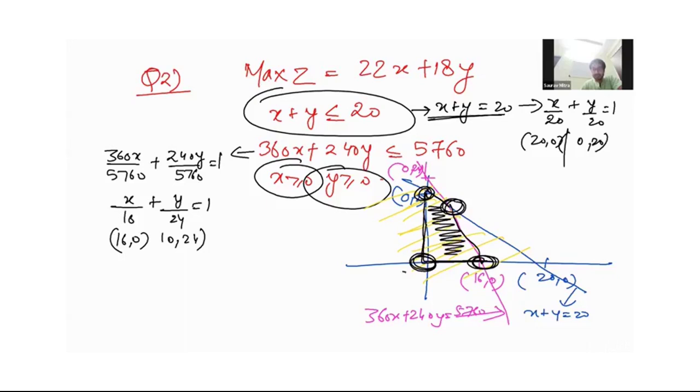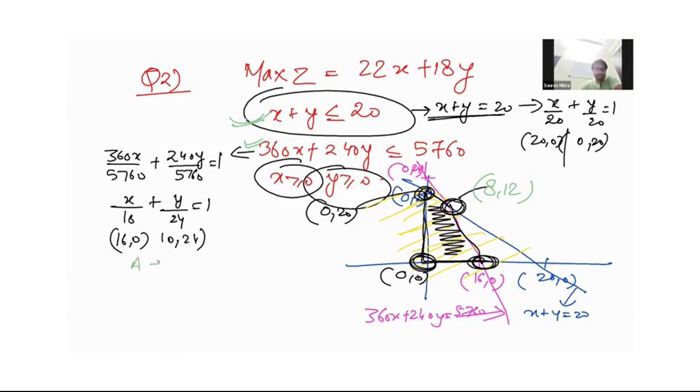So this is your origin, and this is your 0 comma 20. We just have to find the intersection point. This point is 8 comma 12. If you solve this, you will get the value 8 comma 12. We can use either the substitution method or the elimination method. If you solve both the equations, you will get your common point. So these are the boundary points, and we will get our optimal value from here only.